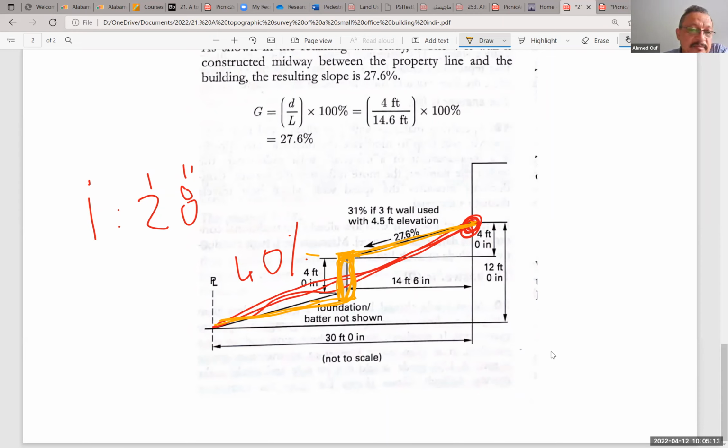So this becomes maybe 1 to 4, or 1 to 3. So actually what happens is the slope is less than 33%. And here it is like 27.6. So yeah, this is kind of a solution.